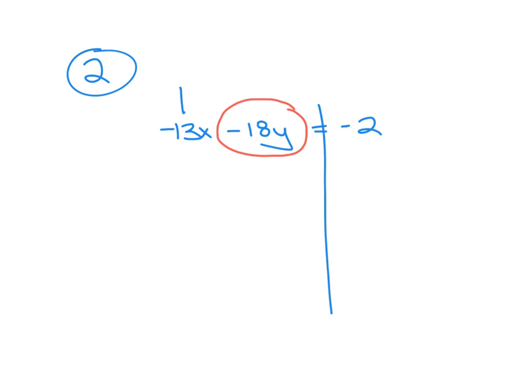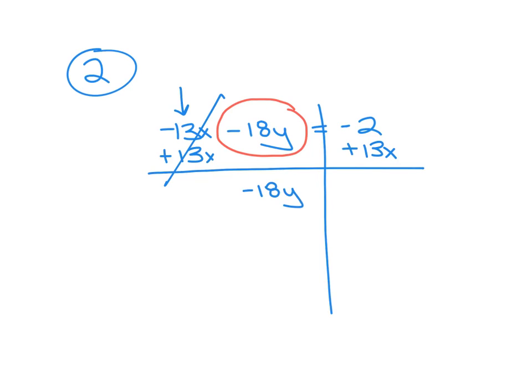Now to move that -13x to the opposite side, to get one step closer to getting the y by itself, the opposite of negative is positive, so I'm going to add 13x to each side. Remember that this horizontal line drawn across represents your equal sign. So -13x plus 13x is 0, and then I'm going to rewrite the problem. -18 times y equals, I write my x part first, so my positive 13x, and then I write my regular number, which is a -2.